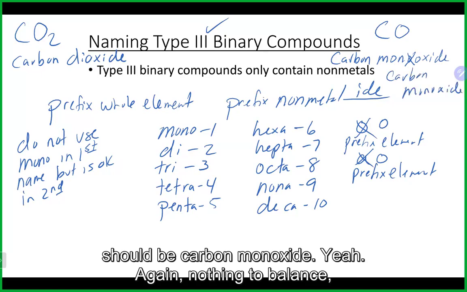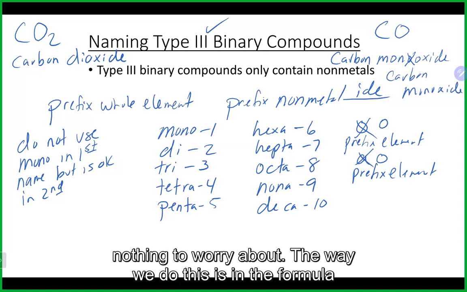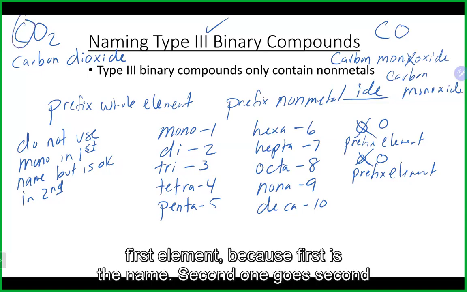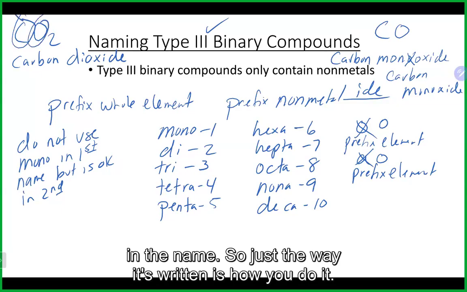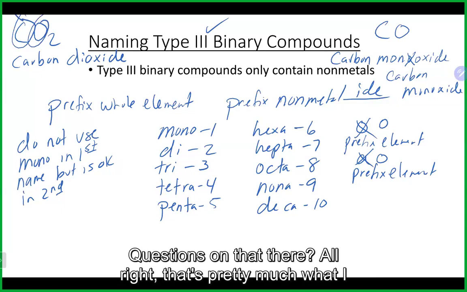Again, nothing to balance, nothing to worry about. The way we do this is in the formula, the first element goes first in the name, the second one goes second in the name. So just the way it's written is how you do it. Questions on that there?